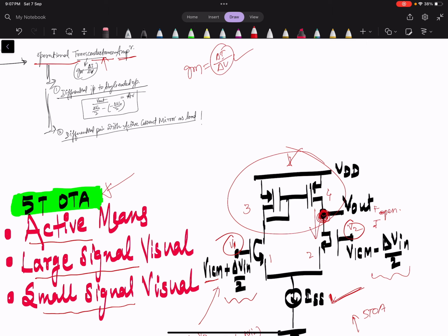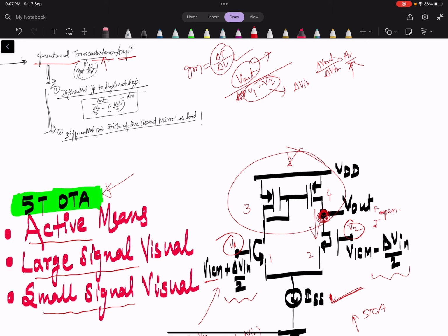Second thing I want you to visualize is that V out is single ended and input is differential. What does it mean? V1 minus V2 is equal to delta V in, and we have delta V out by delta V in as the voltage gain. So this is a double ended to single ended conversion.